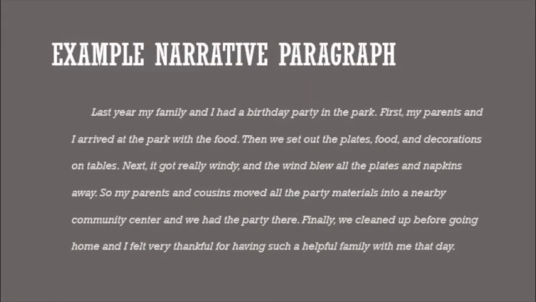Now, let's look at an example narrative paragraph. As we read this paragraph, let's talk about the different elements that the paragraph has. Last year, my family and I had a birthday party in the park. This is the topic sentence. First, my parents and I arrived at the park with the food. This is the first event. Then we set out the plates, food, and decorations on tables. This is a detail for that first event.